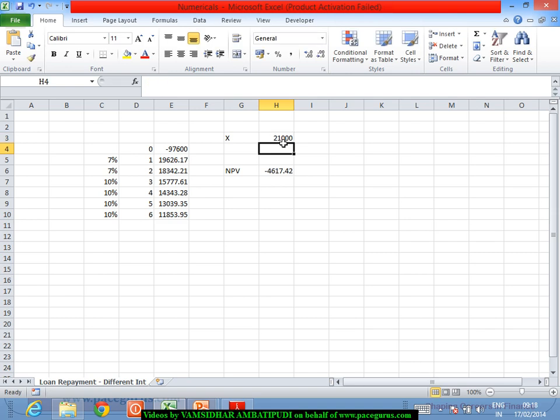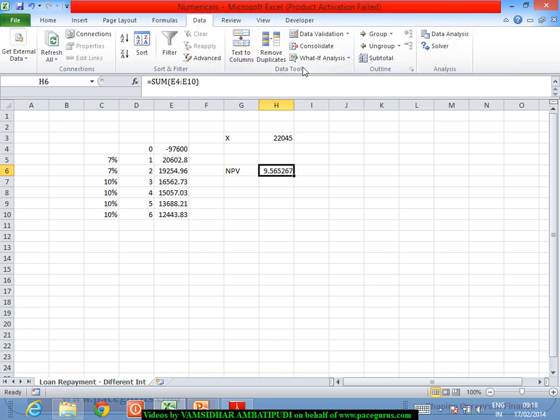If I'm doing 21,000, this is still negative, but when I do around 22,000, it is coming very much closer. So 22,100, it is becoming positive. So 22,050, still positive. 22,040, slightly negative. So 22,045 or something would bring it much closer. So that is where I could talk about a level payment of 22,045.